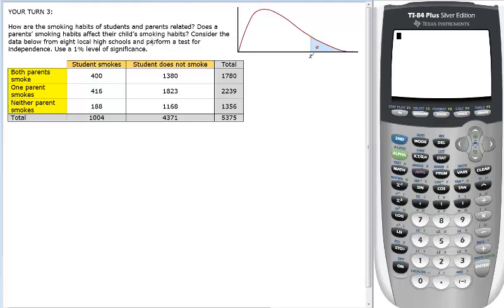Good day. Today we're going to look at the complete solution to Your Turn 3. It's the third in the series of chi-square problems from your chi-square notes. So let's have a look.